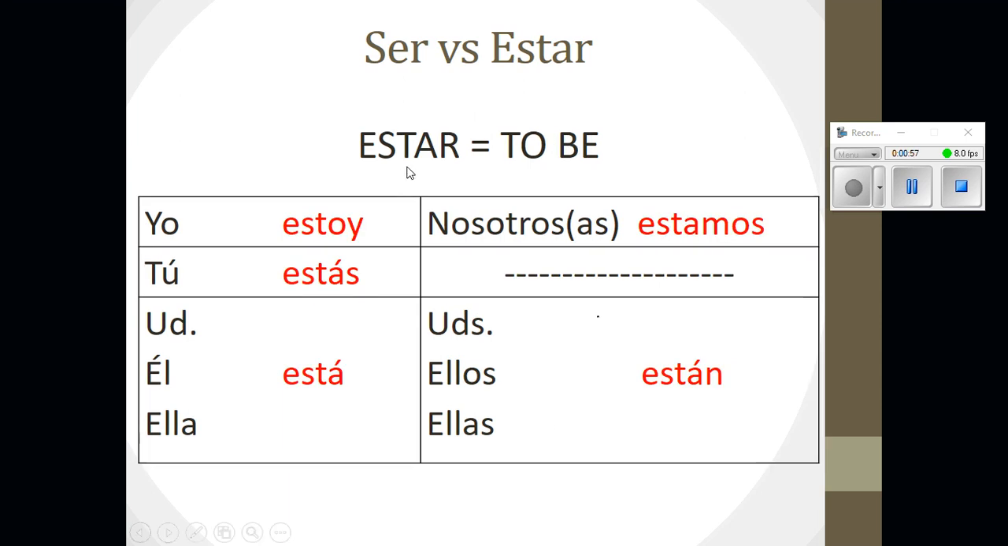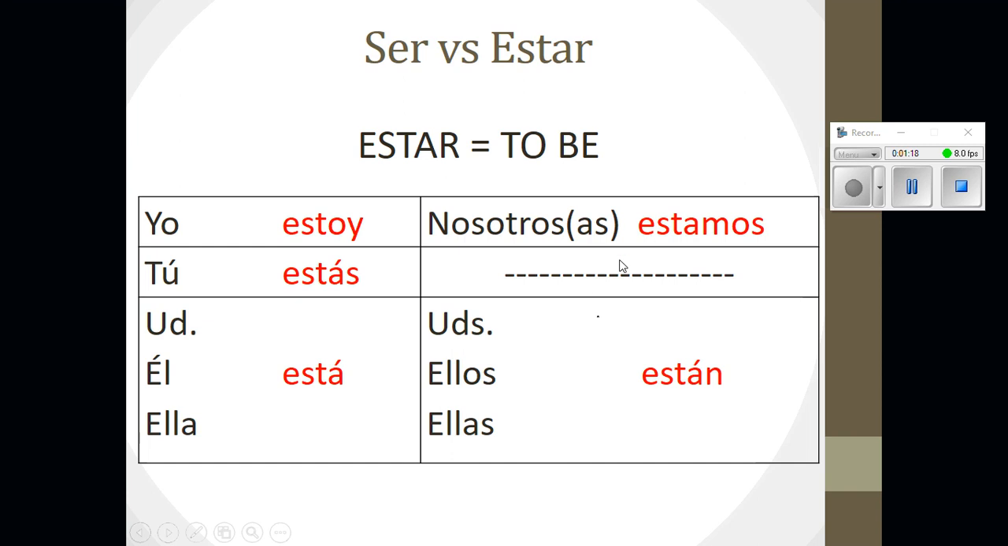All right, let's review estar. Remember that estar also means to be. And yo estoy means I am. Tú estás, you are. Usted está, you are formal. Él está, he is. Ella está, she is. Nosotros estamos, we are. Ustedes están, you all are. Ellos están, they are. And ellas están, they are.